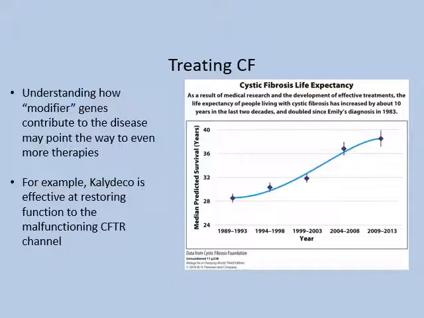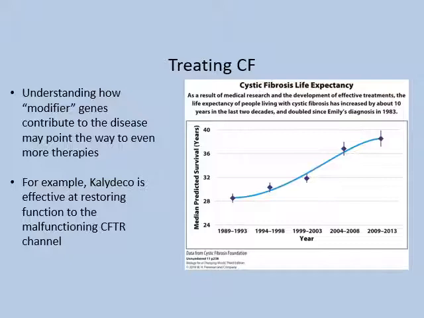Okay, so how do we treat some of these genetic diseases? One of the main things is we've got to figure out where they are and how they're working. We've got to understand how these modifier genes contribute to the disease, which is how we can figure out what the therapies are going to be. Over time, even in the last 20, 30 years, we've really increased the life expectancy of cystic fibrosis. It used to only be in their 20s. Now it's getting closer to 40 years old. I think it might even be around 40 now because this is a little bit old.